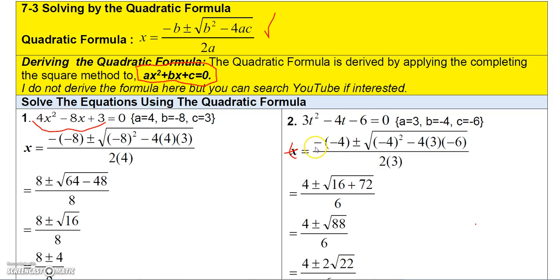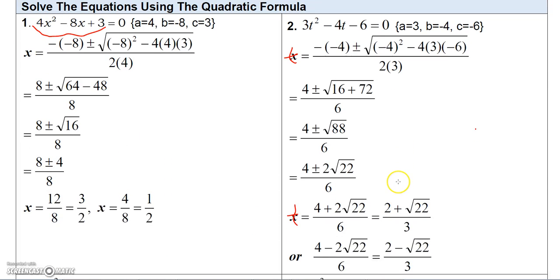So now when you simplify this, minus negative 4 is 4, and when you square the negative 4, you get 16. And then this is going to be 4 times 3 times 6 is 72, but notice you have an even number of negatives here. And when you multiply an even number of negatives, it's going to give you a positive. So you have a negative 4 times 3 times negative 6. That's going to give you a positive 72. So be careful with your sign here. So you're going to get square root of 16 plus 72 in here divided by 6.